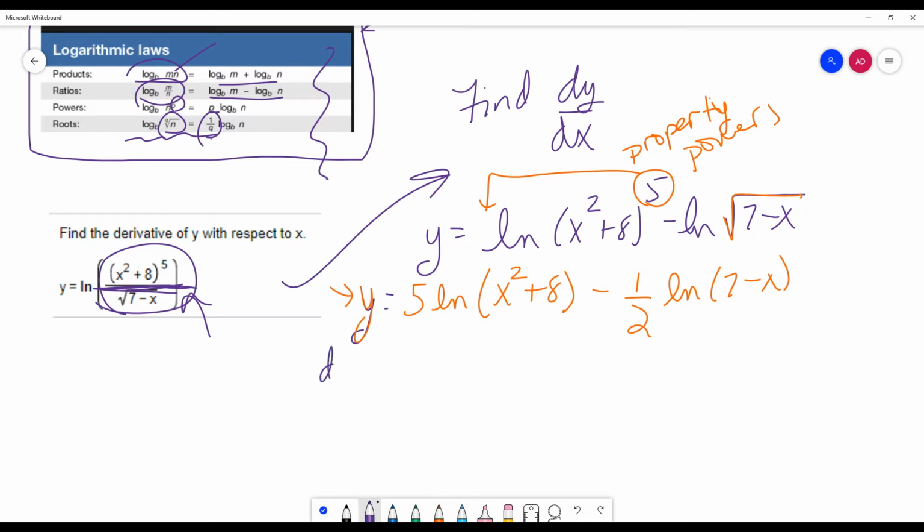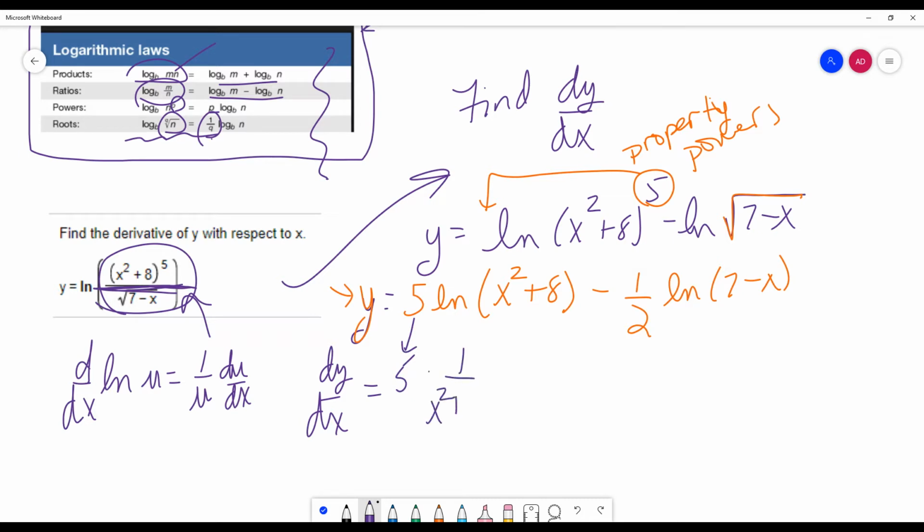Now I'm going to go find the derivative. So the derivative of y is dy dx. Of course, recall the derivative of the natural log of u is 1 over u du dx. So let's not forget that guy. The 5 is just chilling, and it becomes 1 over x squared plus 8, and then, of course, times the derivative of the inside, which is 2x.